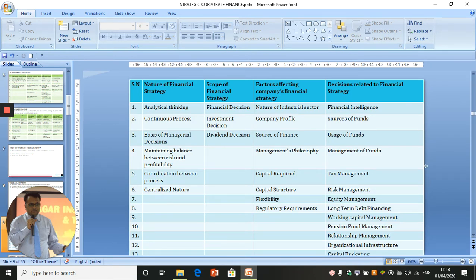Now, what is the nature of financial strategy? Financial strategy consists of analytical thinking. You cannot work out financial strategy without analytical thinking. You should be very good at analysis, you should be able to look into the future, and you should be able to analyze the data. Then it is a continuous process; it is not something which you can do and get over with. It keeps on happening on a day to day basis. It is the basis of managerial decisions; there is no decision where finance is not involved.